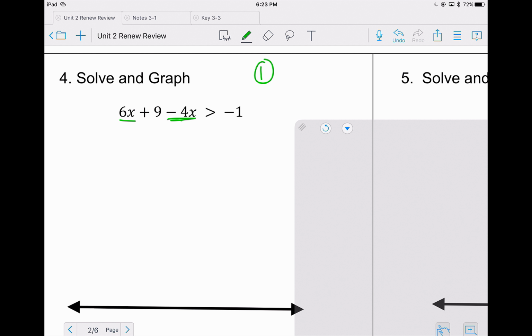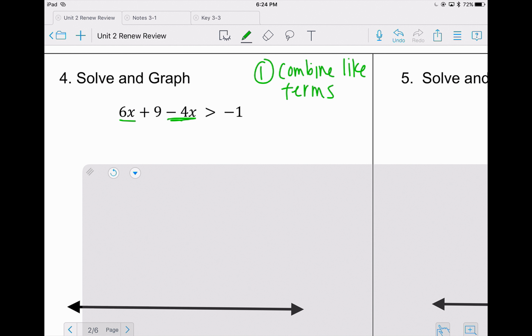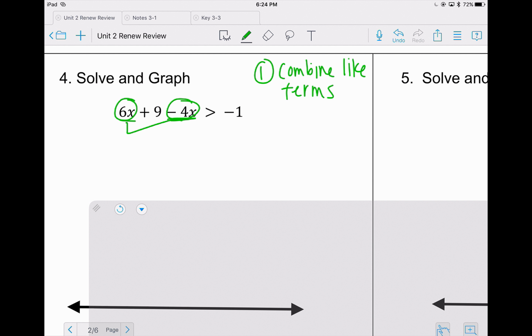They would tell you, after they combine your terms, if you have 6 X's and you take away 4, so remember if I circle this, the sign in front goes with it because it's on the same side we combine. We do exactly what the operations say. 6 minus 4 is 2 X's. Everything else stays the same.